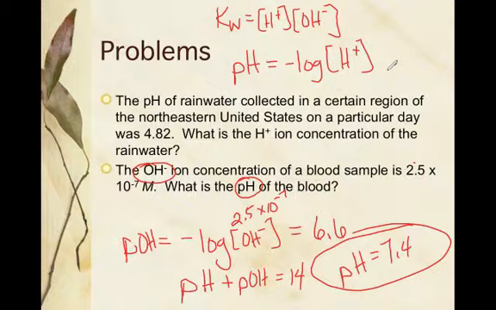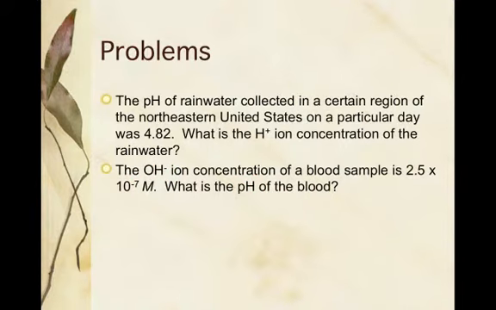When we took the 10 to the negative pH, when you actually punch that into your calculator, 10 to the negative 4.8 gives you that number. Since it's not a whole number in the exponent, it's not going to give you a whole number out front. Okay, so two different ways you could solve that.